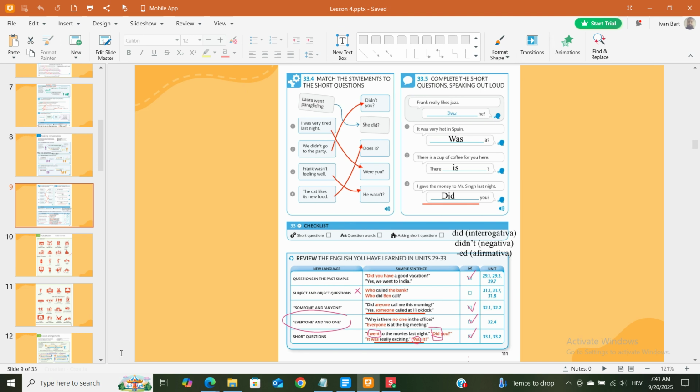Someone and anyone. Sample sentence: Did you have a good vacation? Yes, we went to India. Who called the bank? Who did Ben call? Did anyone call me this morning? Yes, someone called at 11 o'clock. Unit 29.1, 29.3, 29.7, 31.1, 31.7, 31.8, 32.1, 32.2.